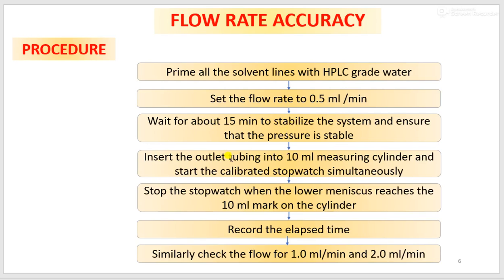After that, you have to insert outlet tubing of your HPLC system into 10 ml measuring cylinder, and you have to simultaneously start the calibrated stopwatch. So you have to measure the time required to fill that 10 ml measuring cylinder. Similarly, perform the experiment for flow rate 1 ml per minute and 2 ml per minute.